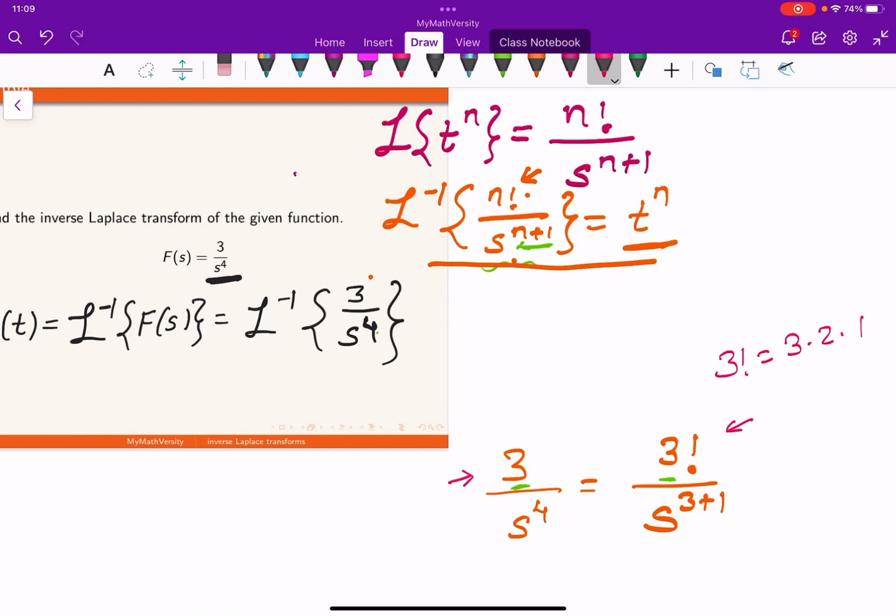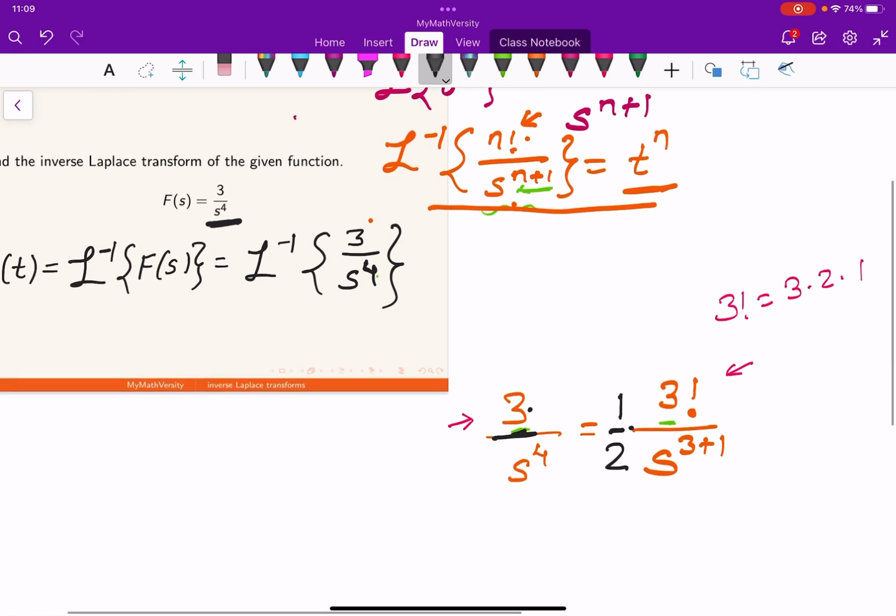How can that happen? If I multiply by 1/2 to this 3 factorial, right? So we'll have 1 over 2 times 3 factorial, which means 3 times 2 times 1, and then which means 6. So 1/2 times 6 means 3. So that's exactly what I have at the top, right? So 3 over s to the power 4 can be manipulated in that way.